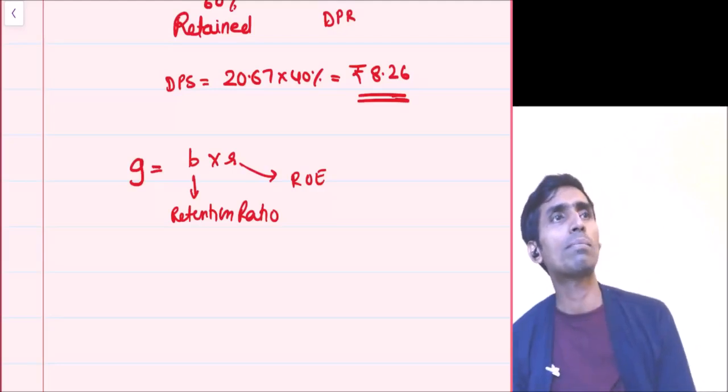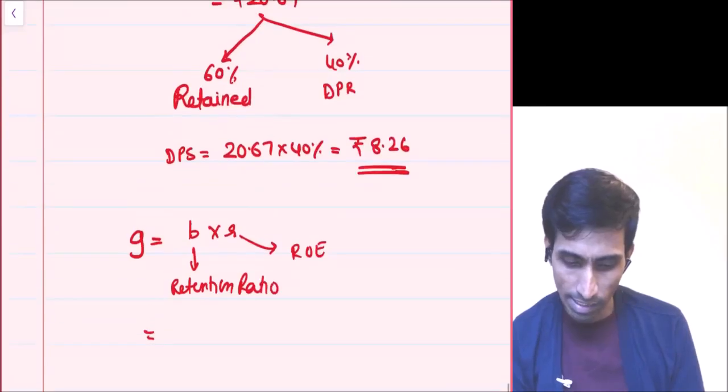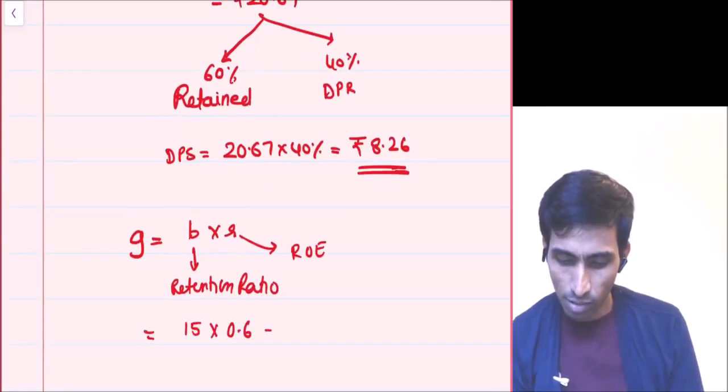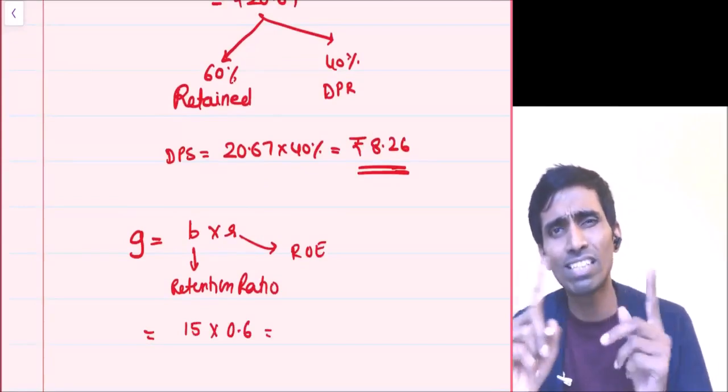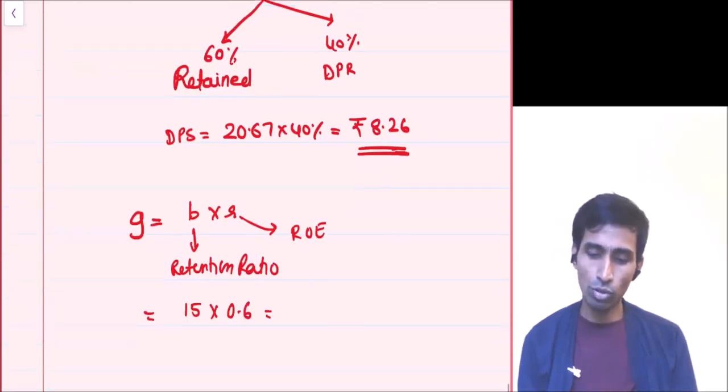ROE multiplied by retention ratio. So my retention ratio is 60% and ROE is 15. So 15 multiplied by 0.6, or 0.6 into 15. Any one thing you have to take in decimal. Okay, 0.15 or 0.6. So this comes to 9%.